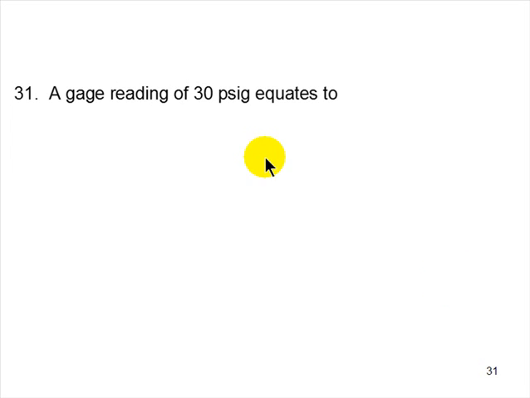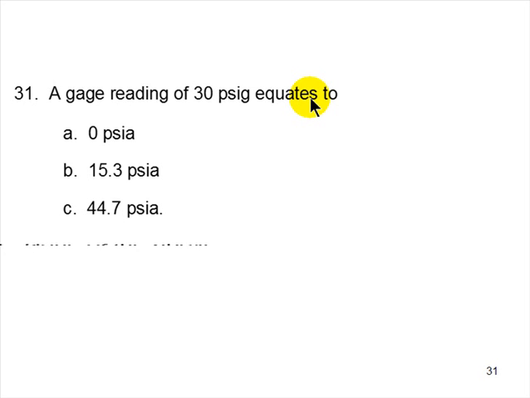31. A gauge reading of 30 PSIG equates to 0 PSIA, 15.3 PSIA, 44.7 PSIA, or none of the above. What's the answer here? Yeah, 30 plus 14.7 is 44.7. I think I used that example when we were going over the slides earlier, and I forgot it was in here as a question. All right.